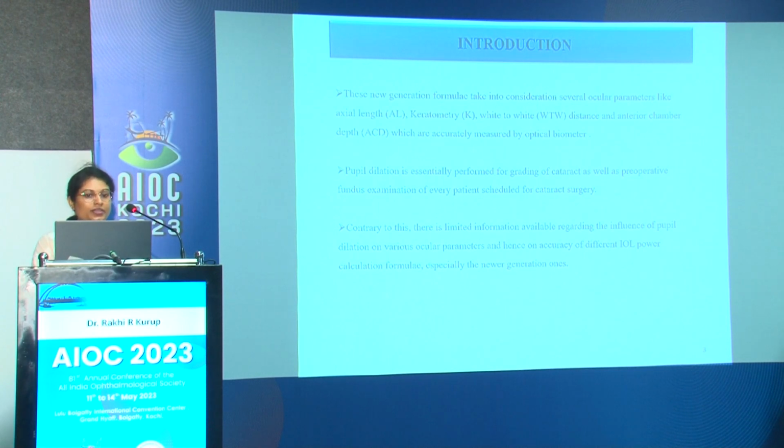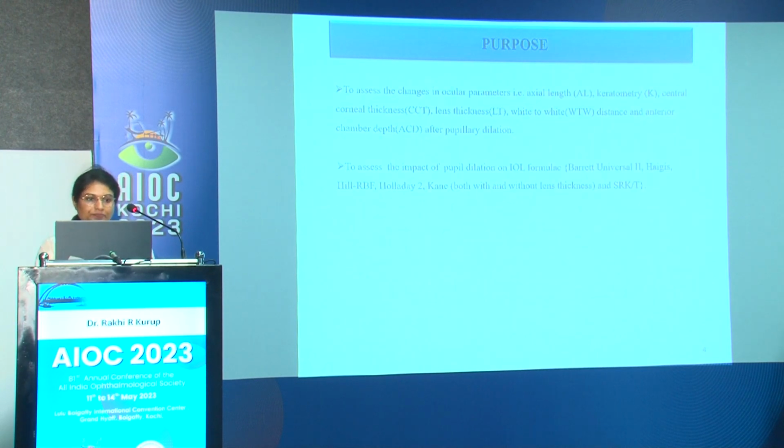The newer generation formulae take into consideration several ocular parameters like axial length, keratometry, white-to-white distance, and anterior chamber depth, which are accurately measured by optical biometer. Pupil dilation is essentially performed for grading cataract as well as pre-operative fundus examination of every patient scheduled for cataract surgery. Contrary to this, there is limited information available regarding the influence of pupil dilation on various ocular parameters and hence on accuracy of different IOL power calculation formulae, especially the newer generation ones.